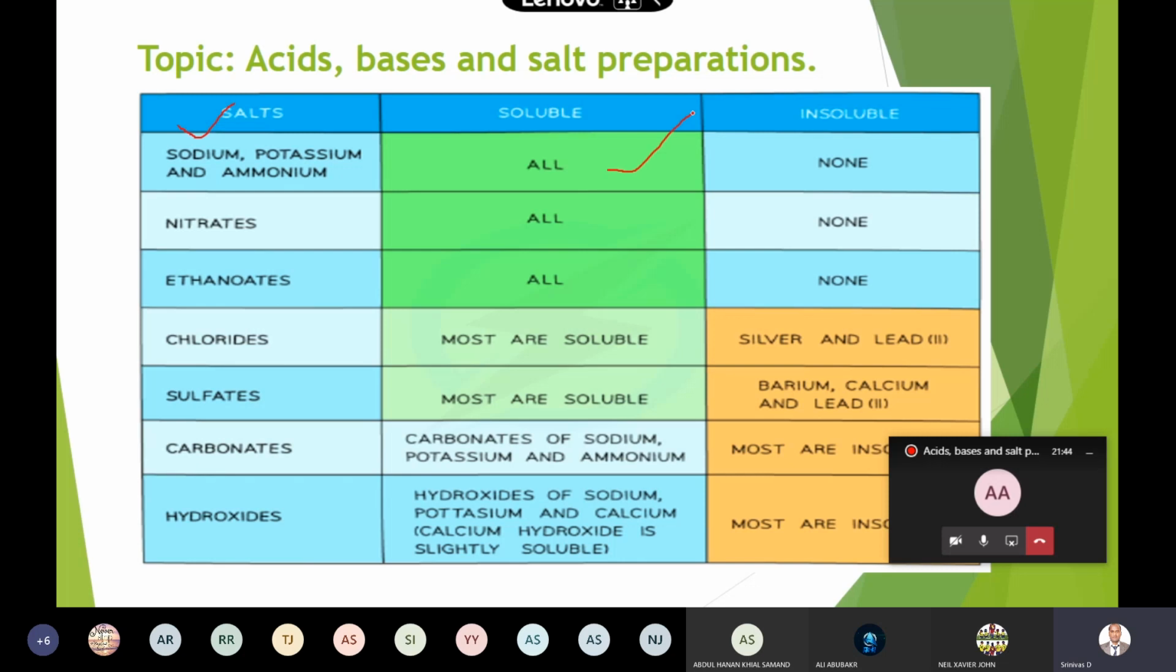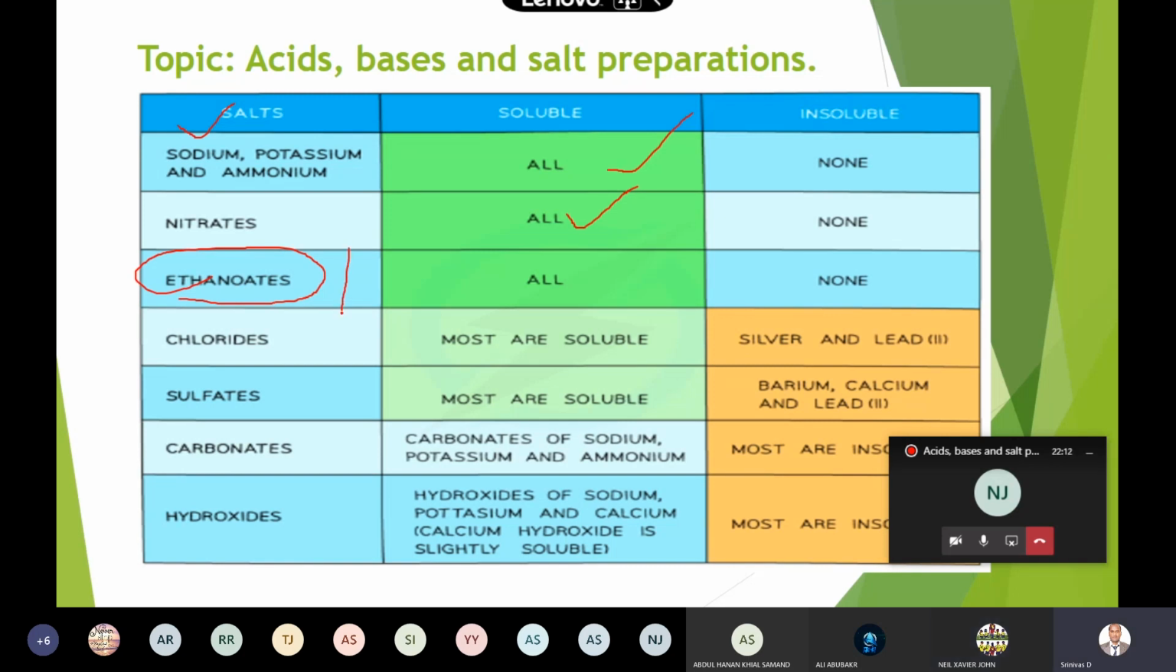That's the meaning. So we should remember chlorides, sulfates, and nitrates. Here it's given: sodium, potassium, ammonium, nitrates, all are soluble. So all nitrates are soluble. Don't worry, for example, ethanoates is the other name for acetates.